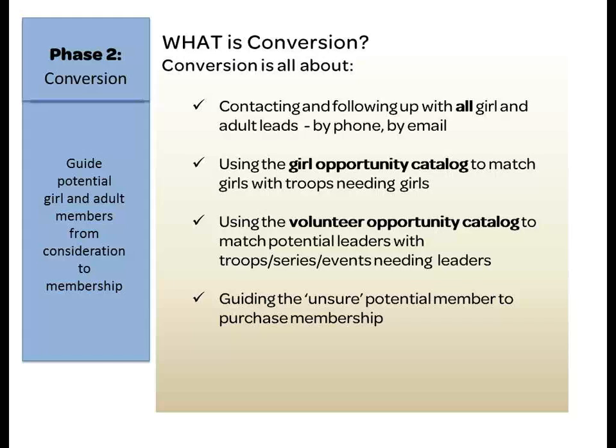The first step is to ensure that all girls and adults are followed up with by phone or by email. So I know this is a challenge for us today because we've got lead information in lots of different places. But that's the first key to conversion, is making sure that timely follow-up is happening. The idea of this timely follow-up will be to match the girls or adults to an opportunity that meets their needs. And that's where the Girl Opportunity Catalog and the Volunteer Opportunity Catalog come into play. And again, we're going to get into more detail about that in this webinar. And then finally, we want to make sure that we're able to guide any member who's unsure about the opportunity they want to pursue through the process and ultimately to becoming a member.